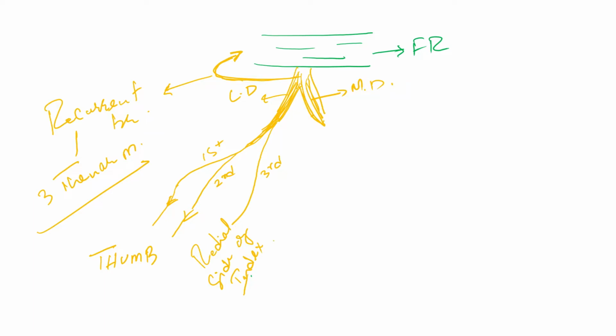The third digital branch also gives one branch to the first lumbrical muscle. So the branch to the first lumbrical muscle arises from the lateral division of the median nerve. So this is about the fate of the lateral division. Moving on to the medial division.